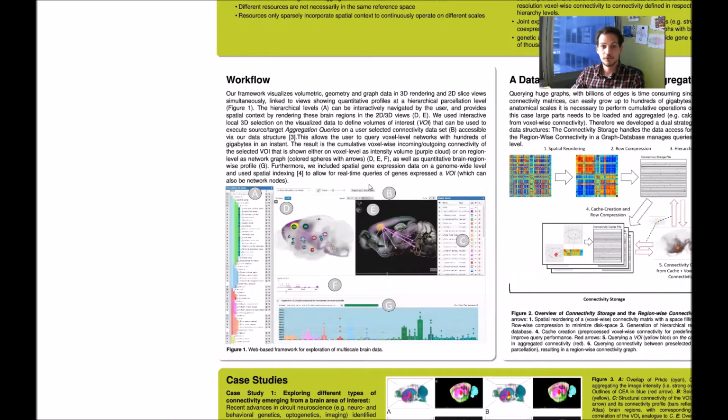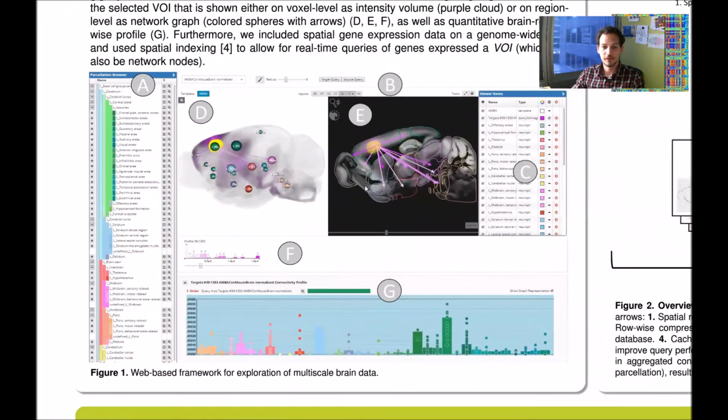A workflow in BrainTrawler typically looks like this. You start with a 3D and 2D visualization of your reference space, here in this case the mouse brain. You then select a region of interest by either brushing your region here, or selecting a brain region from a hierarchical ontology. Then you select the connectivity, the network data that you're interested in, like structural connectivity, and hit target query or source query.